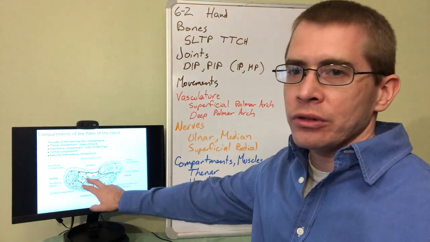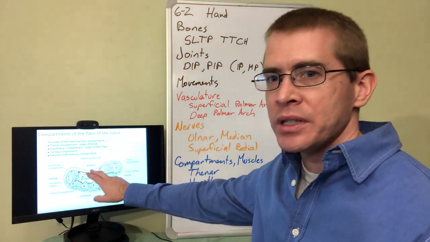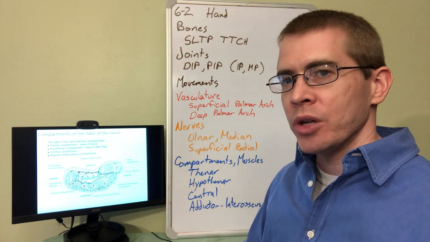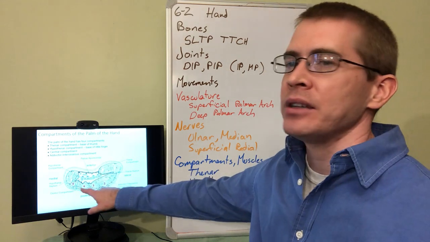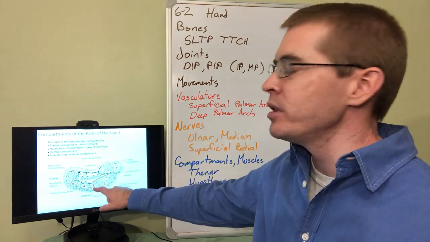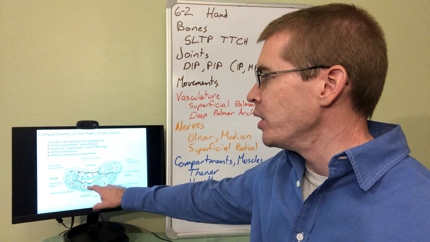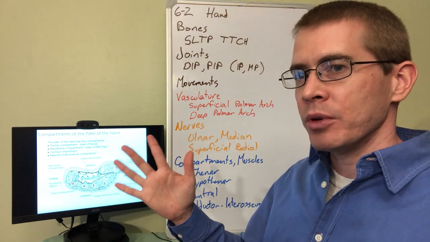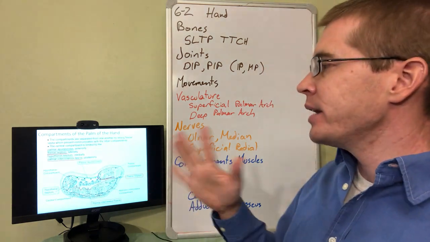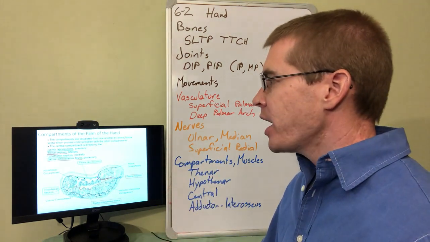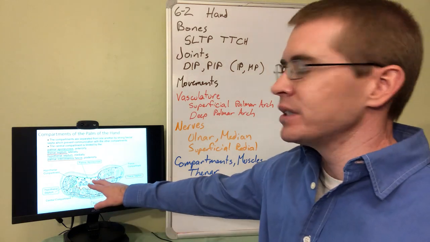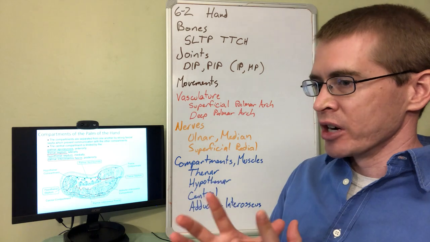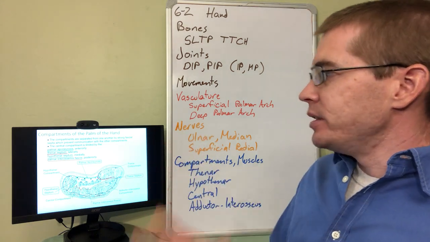Then we have a central compartment, which contains mostly the tendons of the superficial and deep flexor muscles. And then the adductor interosseous compartments between the metacarpal bones. So those adductor muscles are between those metacarpal bones and help in the adduction and abduction. So here we can see some of those connective tissue structures that separate these different compartments.